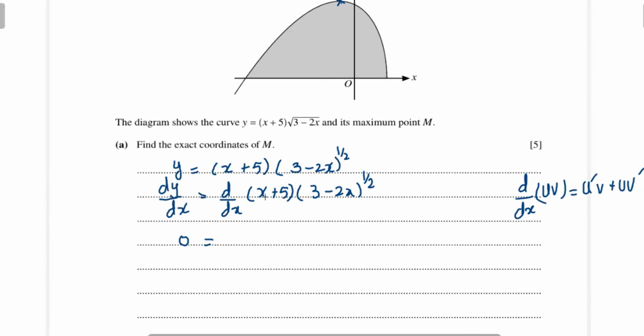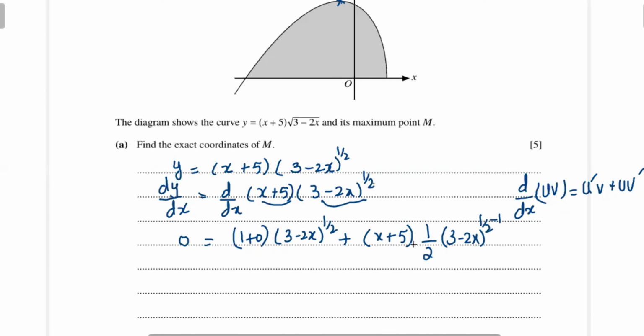V dash means the derivative of this function. Now we take the derivative of the first function, x plus 5. The derivative of x is 1 plus 0, and the second function is written as it is, and plus the first function is written as it is, and the derivative of this function is 1 over 2 into 3 minus 2x, and we subtract 1 from the power of 1 over 2, 1 over 2 minus 1, the power becomes coefficient, and next is the derivative of this base, 3 minus 2x. The derivative of 3 is 0, minus 2x is minus 2 into 1.